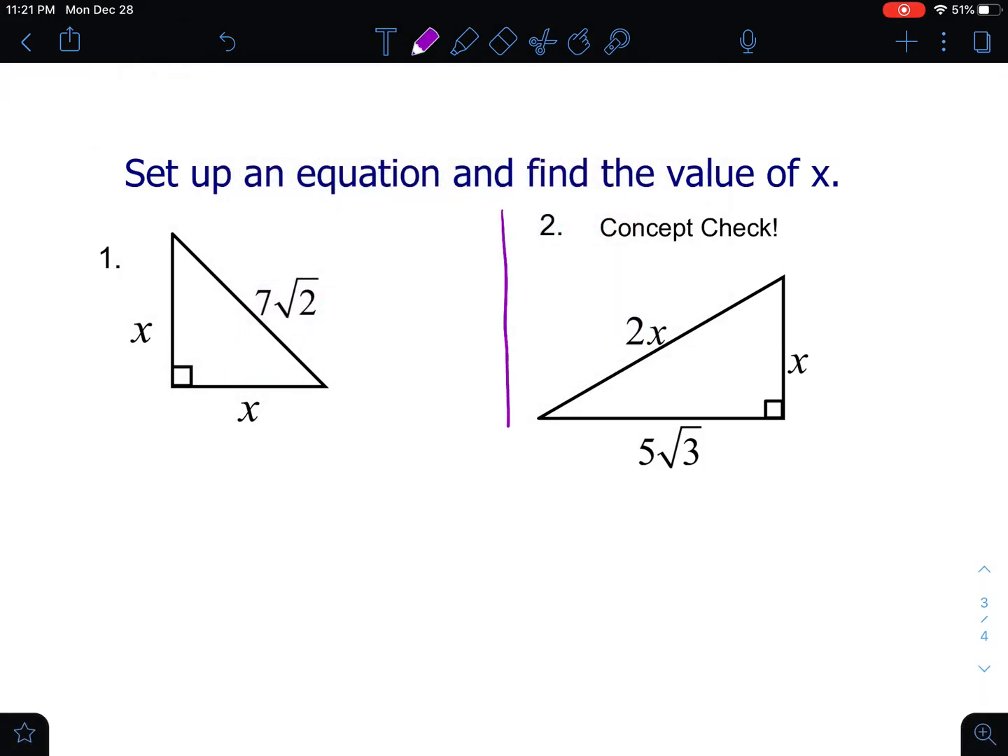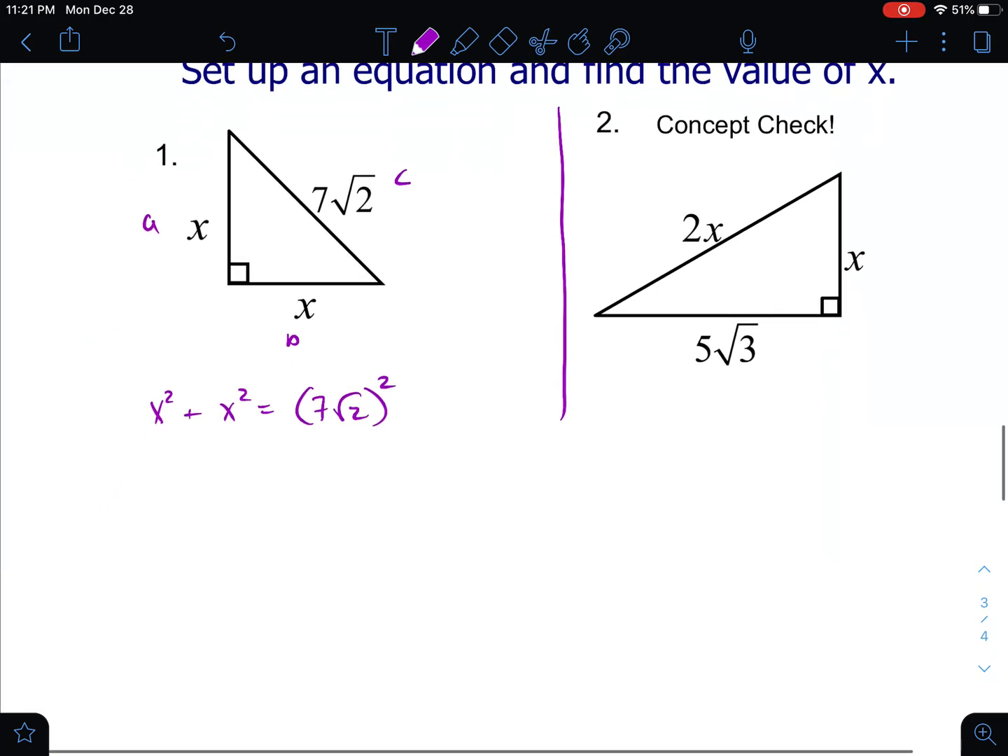Let's try using it. Set up an equation, find the value of x. Okay. So the second one is a concept check I'll let you work on. But here I can consider a, b, and c, legs and hypotenuse. The hypotenuse is always across from the right angle. So I have x squared plus x squared equals 7 root 2 squared.